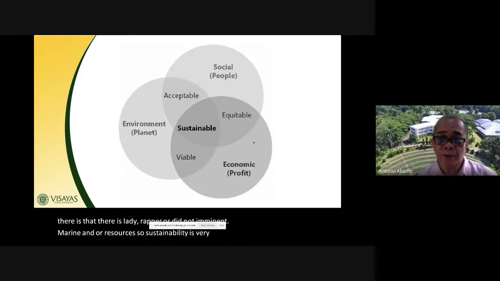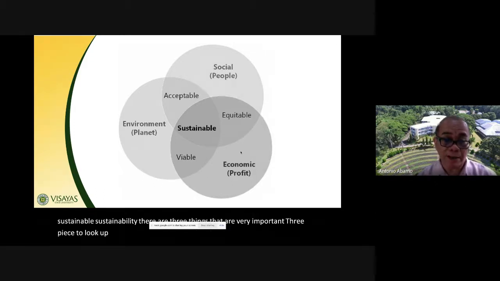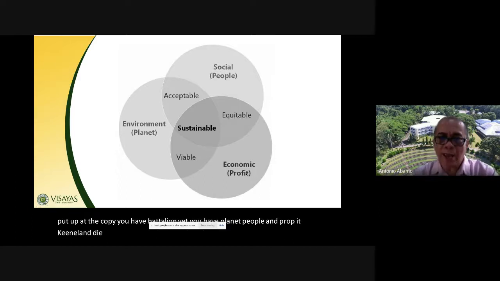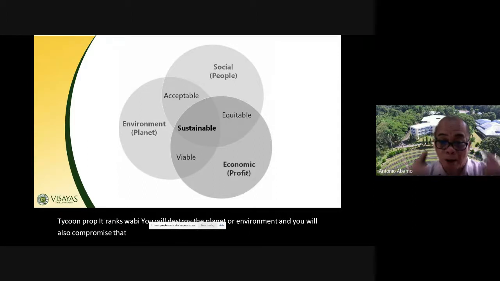Now, if you say sustainability, there are three things that are very important. Three P's. Remember the four P's of marketing? For sustainability, there are three P's: planet, people, and profit. You need to balance those three. If profit is the only driver, you will destroy the planet or environment, and you will also compromise the needs of the people.